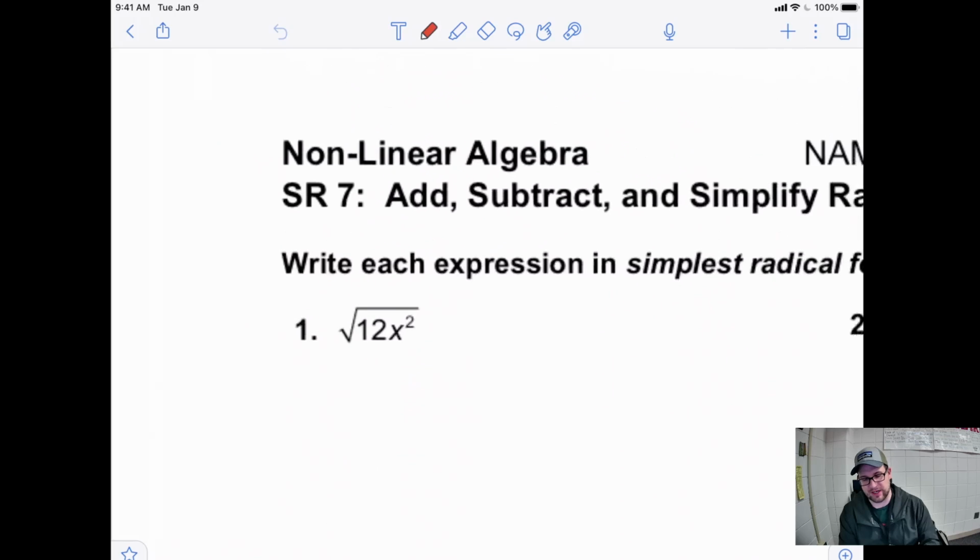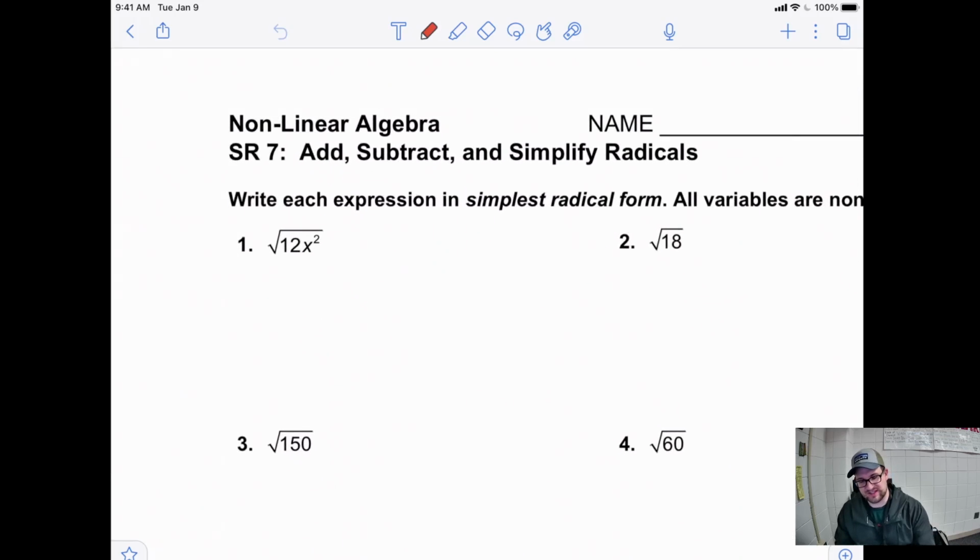We are going to be talking about SR7, which is adding, subtracting, and simplifying radicals. Now, this is kind of the first of two review days as we start preparing you for your test on this radical stuff. We've been doing radicals for quite a while now, and obviously we had the break with spring break, so now we've got to come back and pull all those skills together.